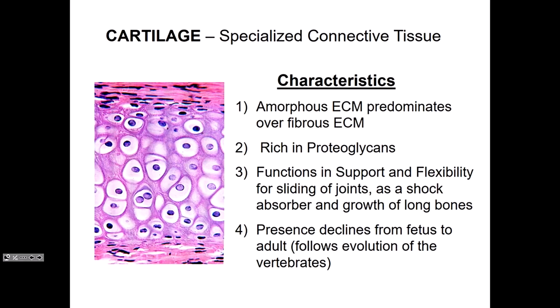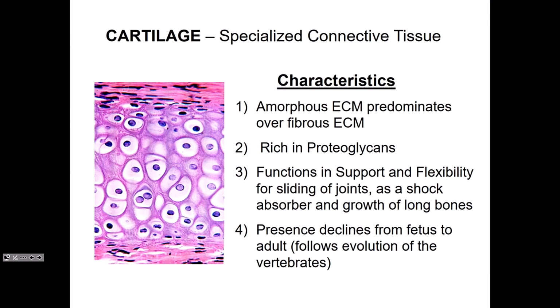So having said that, it's rich in proteoglycans because the amorphous components are more prominent, and it functions in support and flexibility. Okay, it's kind of bendy, so you can bend things. Also, it's a kind of a good sliding surface. It's kind of slippery, so in articulating joints, elbows, knees, things like that, and acts somewhat as a shock absorber when you're jumping up and down. Your elbows, your knees, things like that can take a bit of a shock without breaking.